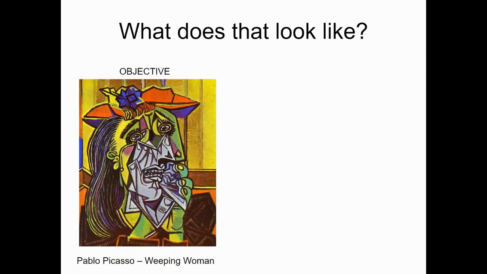An objective painting is one that represents something in our natural world. Here's an abstract objective painting. Abstract because this woman in Picasso's Weeping Woman is blue and green and yellow, and that the edges are not realistic and no one has faces that really look like that. It's an abstract painting, but it is of an actual object in our world.